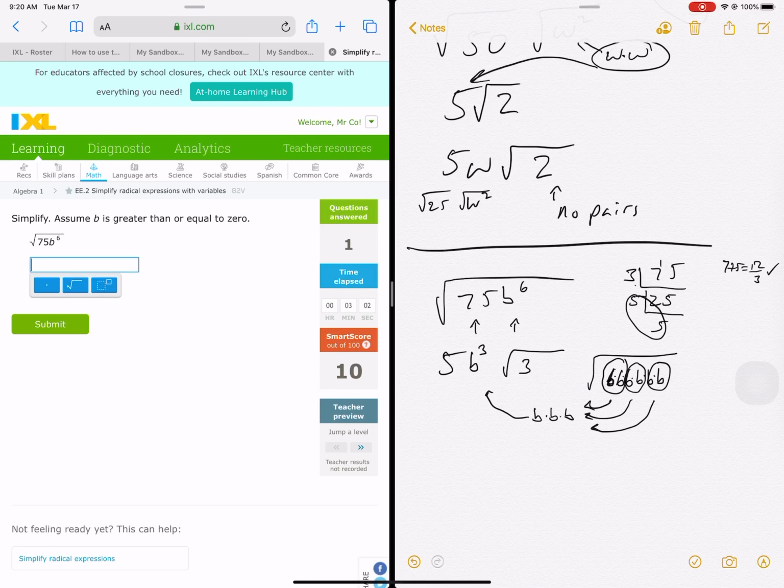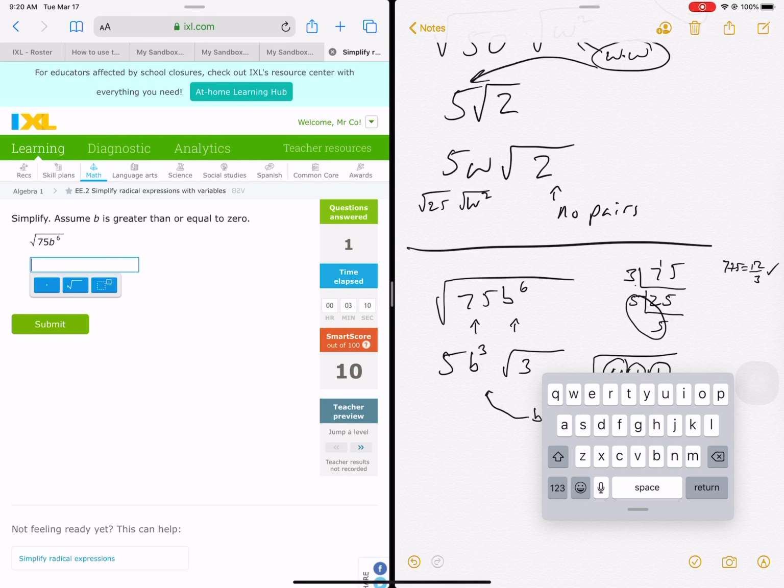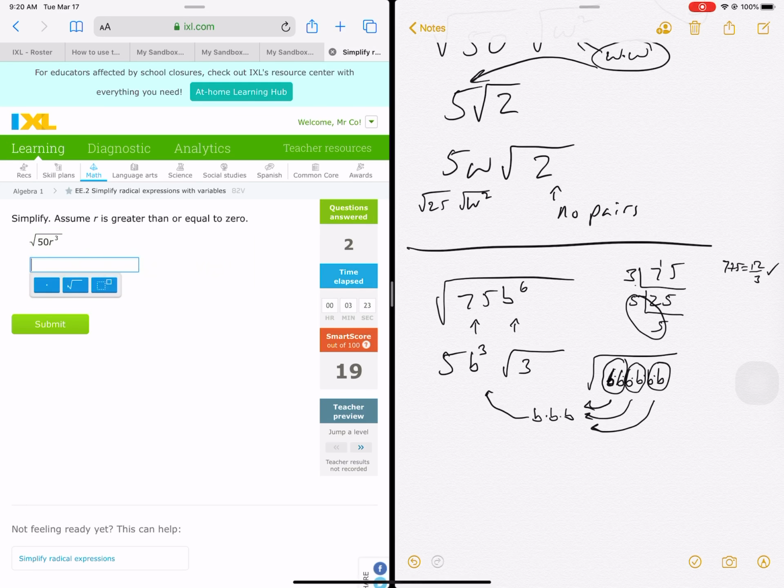So we deal with the numbers and letters separately to make our lives a lot easier. Let's go and type that in. We're going to type in 5b cubed, step out, square root of 3, and we'll see how that goes. All right.